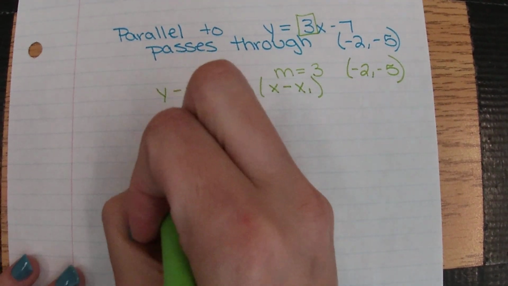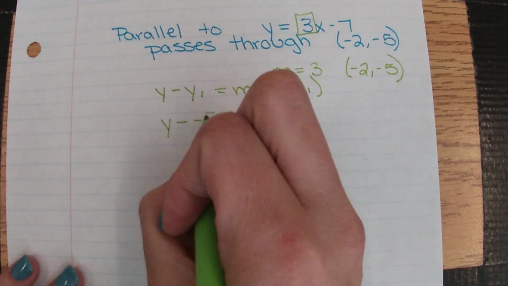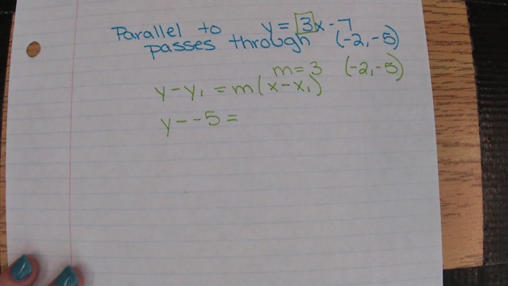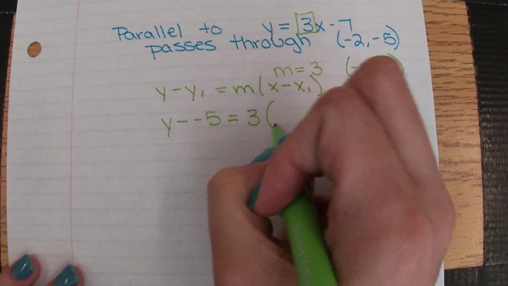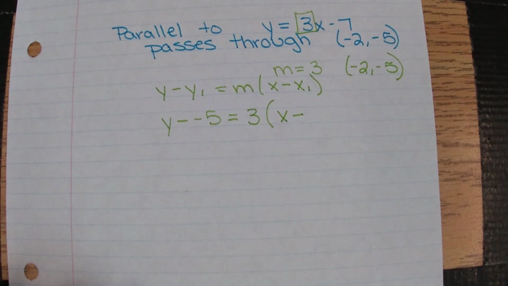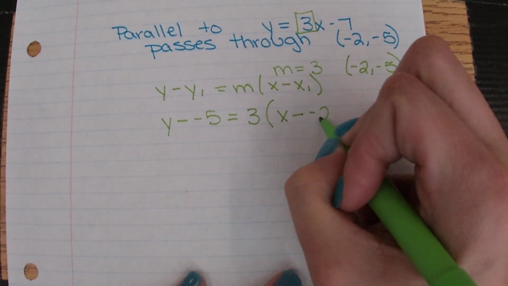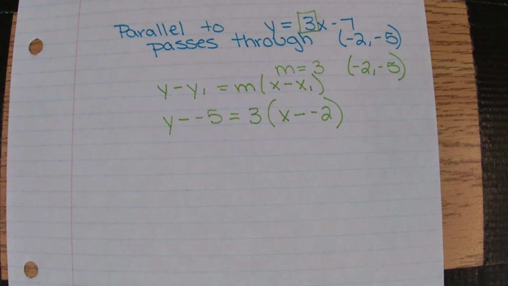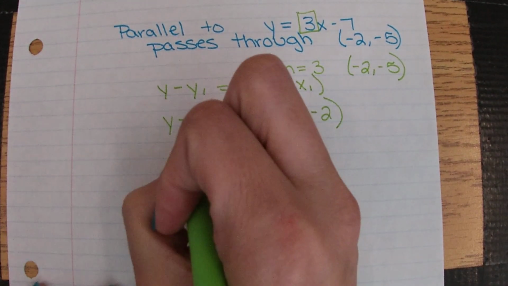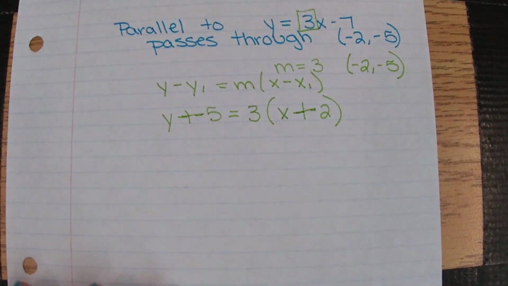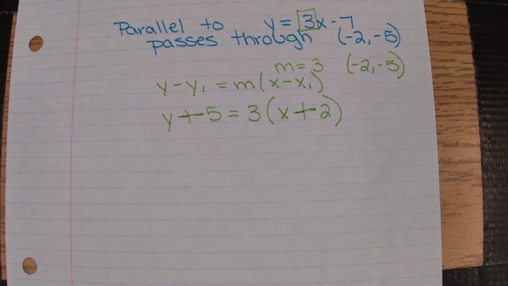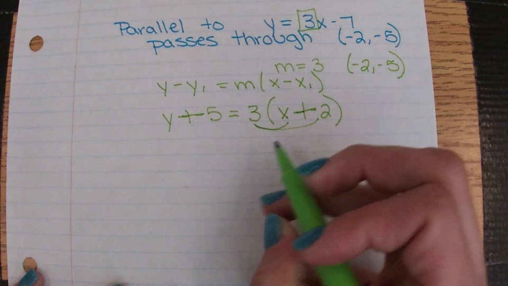Okay, so I'm going to say y minus my y coordinate is -5 equals m, which is 3, times x minus my x coordinate, which is -2. And just like yesterday, right, my two negatives become a positive. We've been doing that for several days now. And I'm going to solve this for y. Okay, I'm going to do that because I always solve for y.